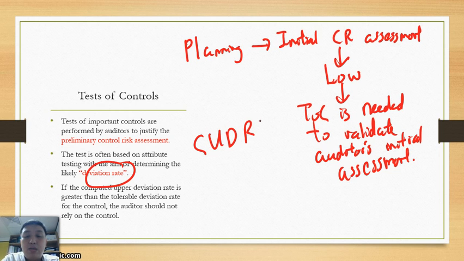They will compare this worst case scenario with what they can tolerate. So auditors will compare worst case scenario with the tolerable deviation rate, what they can tolerate. Once the worst case scenario or CUDR exceeds TDR, the appropriate conclusion is for the auditor not to rely on the control. The reverse will be true.